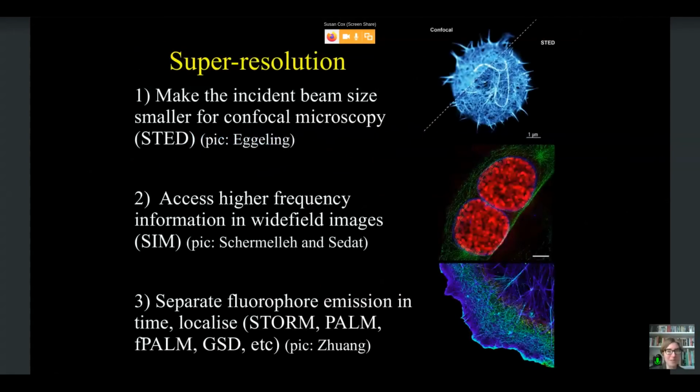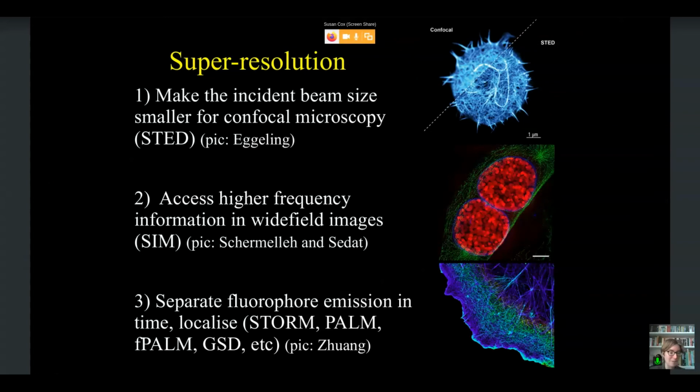So super resolution, as you'll all know, is the general umbrella term for a number of techniques by which you can achieve resolution below the diffraction limit, which is a couple of 100 nanometers. And there are, broadly speaking, 3 ways to do this. You can make the effective size of the incident beam smaller, which is the approach taken by STED microscopy. You can access higher frequency information in wide field images by projecting patterns into a wide field image. And this, of course, is a technique that Reiner is particularly famous for. Or you can separate fluorophore emission in time and localize individual fluorophores.